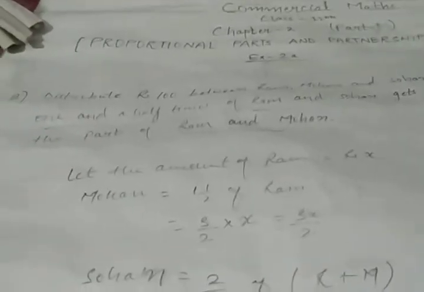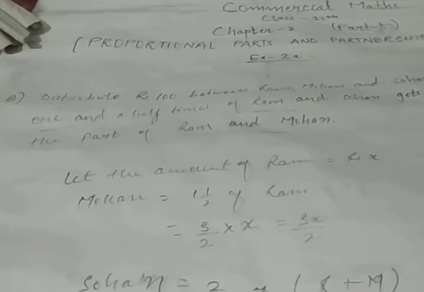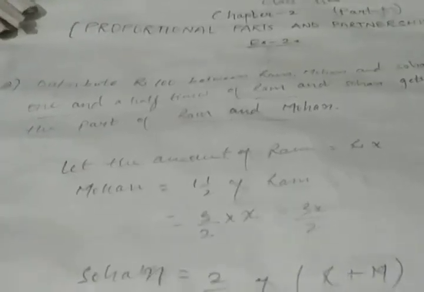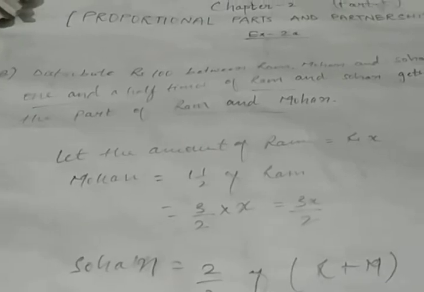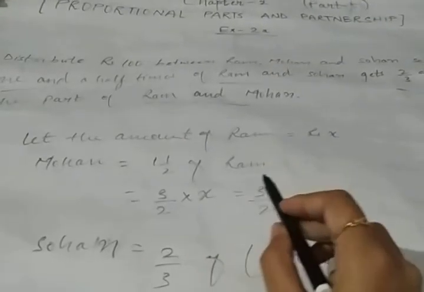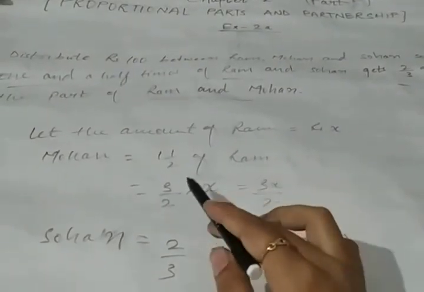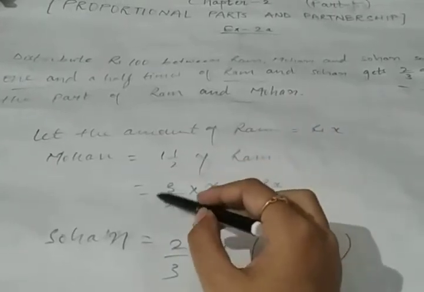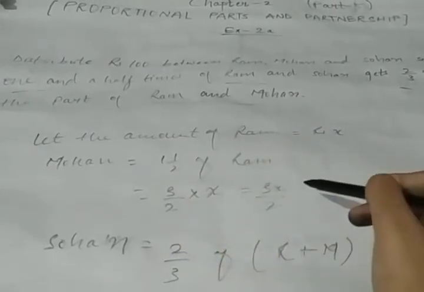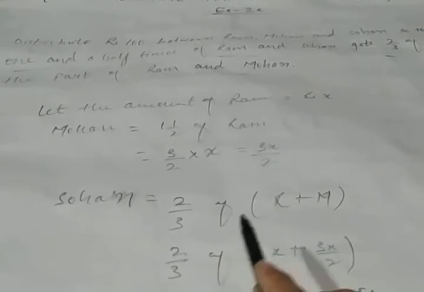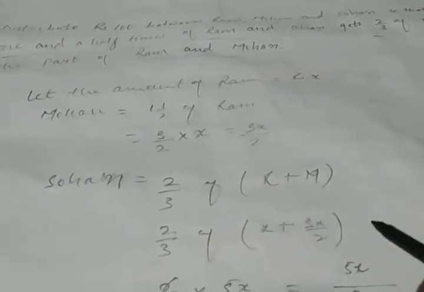goes to Ram. So let the amount of Ram be rupees x. Mohan gets 1.5 times of Ram, which is 1.5x, and this mixed fraction converted into a simple fraction is 3/2, so 3x/2. And Sohan gets 2/3 of the sum of the parts of Ram and Mohan. So 2/3 of Ram plus Mohan.